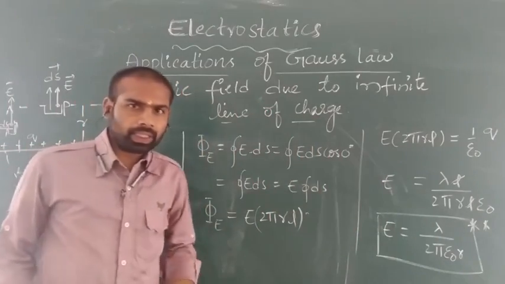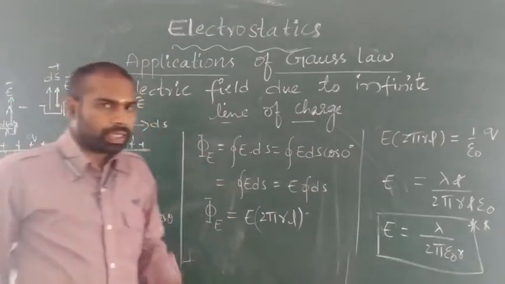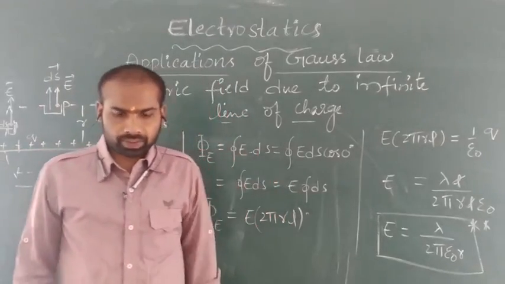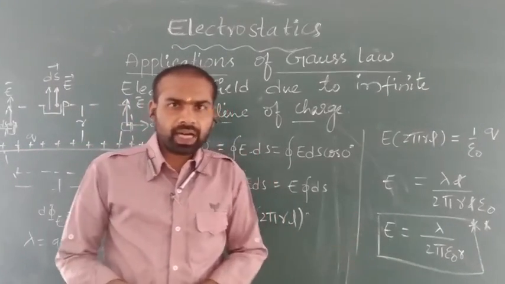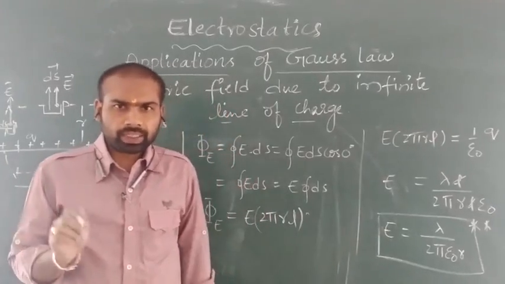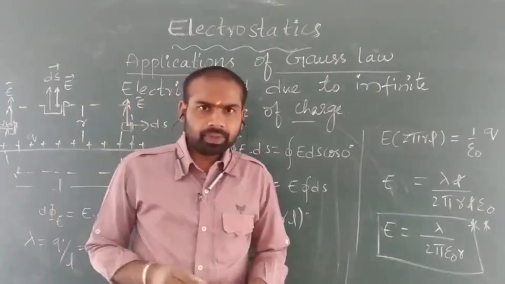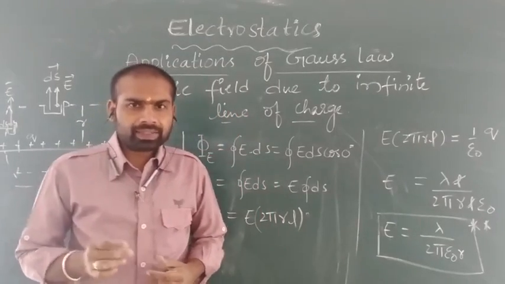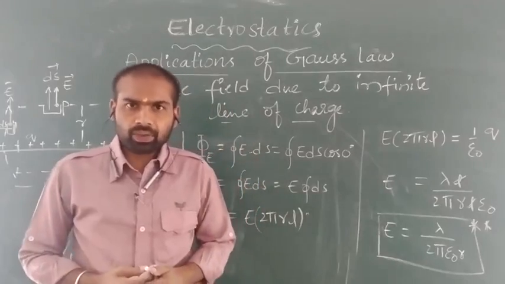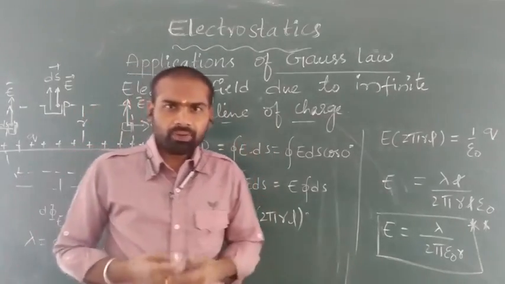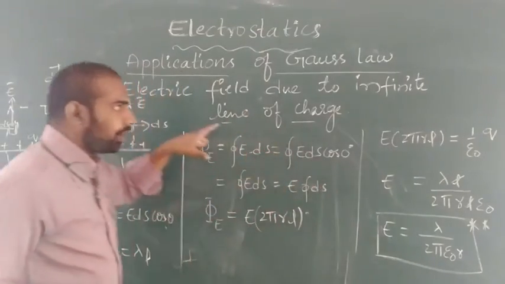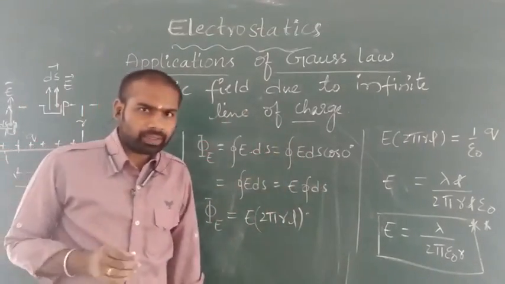We left one topic, that is electric field due to infinite line of charge. This is the last application of Gauss law. Already we know what Gauss law is: the total normal electric flux through a closed surface is 1 by epsilon naught times the total charge enclosed within the surface. By using that Gauss law, we will find the electric field due to an infinite line of charge.